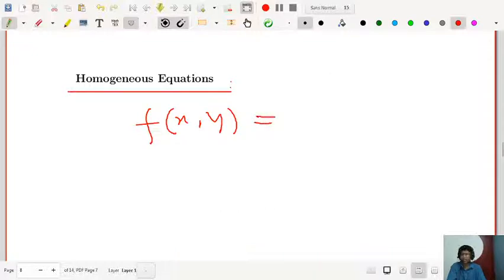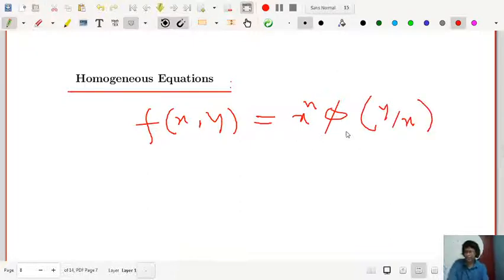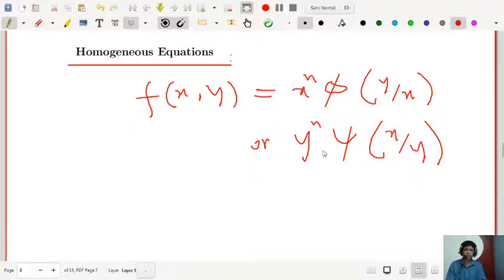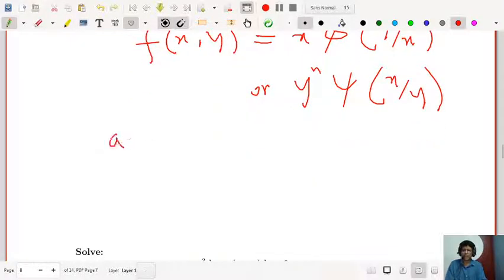If this function is expressible in the form x^n phi of y by x, or y^n times a function of x by y, then the function is said to be a homogeneous function of degree n. Let me show you one example for that, then it will be clear to you.